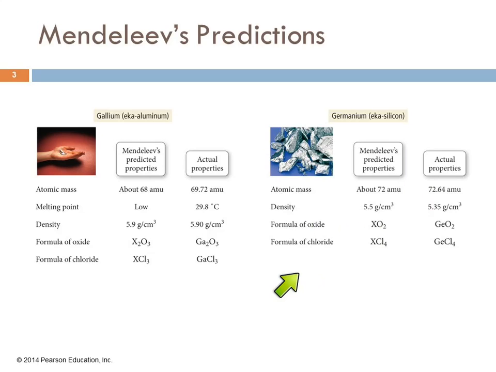And here's germanium. And again, really, really close to the properties. I just think that's pretty amazing. He took this jumble of elements, found a way to order them, and then predicted, hey, there's a hole here. I bet there's an element there, we haven't discovered it. And then he actually predicted what it would be like.